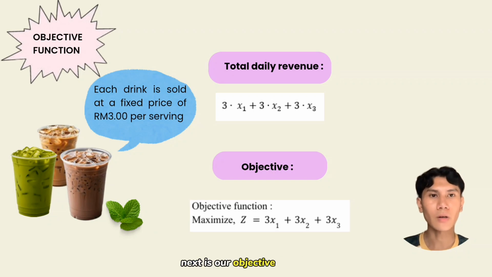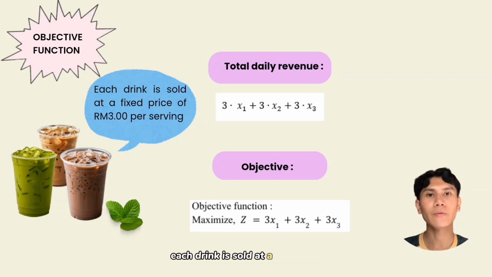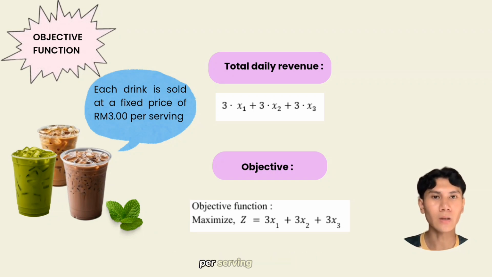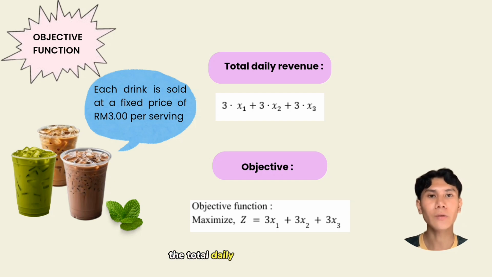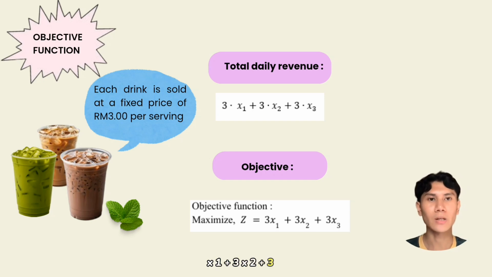Next is our objective function. Each drink is sold at a fixed price of 3 ringgit per serving. Therefore, the total daily revenue is given by 3 times x1 plus 3 times x2 plus 3 times x3. So our objective is to maximize z equals 3x1 plus 3x2 plus 3x3.